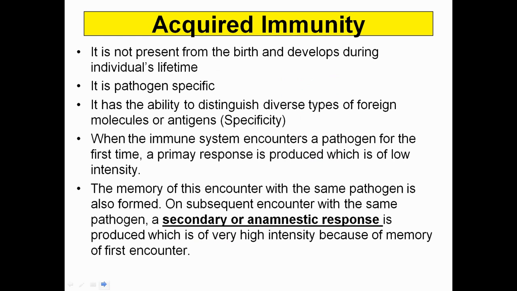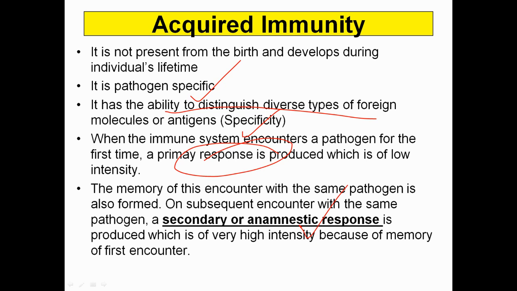Now, another type of immunity we have to discuss besides innate immunity is acquired immunity. Acquired immunity, as the word suggests, is not present by default in the body. It is acquired just after birth. It is pathogen specific and able to distinguish diverse types of foreign antigens or molecules. When the immune system encounters a pathogen for the first time, a primary response is developed, and the second time, the secondary or anamnestic response is developed.